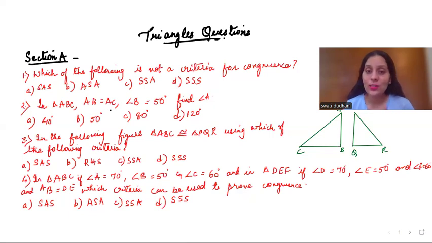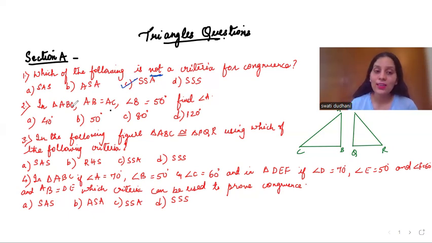This video is divided into three parts A, B, C sections where we'll see 1, 2, 3, 4, and 5 marker questions. So, let's get started. First one, which of the following is not a criteria for congruence? So SAS is a congruence criteria. ASA is also. SSA is not a criteria.